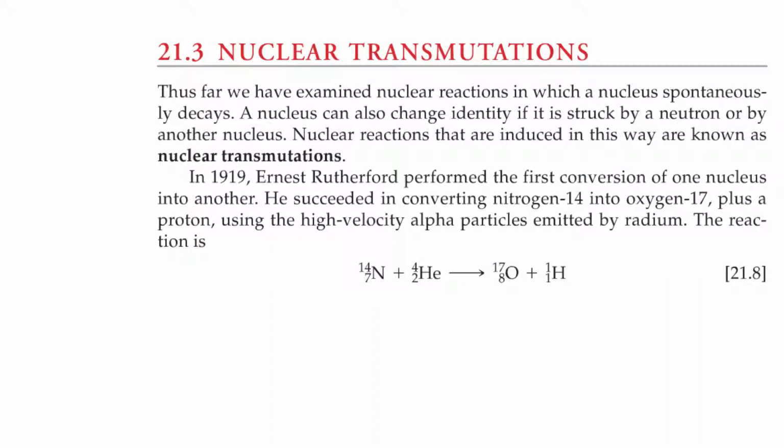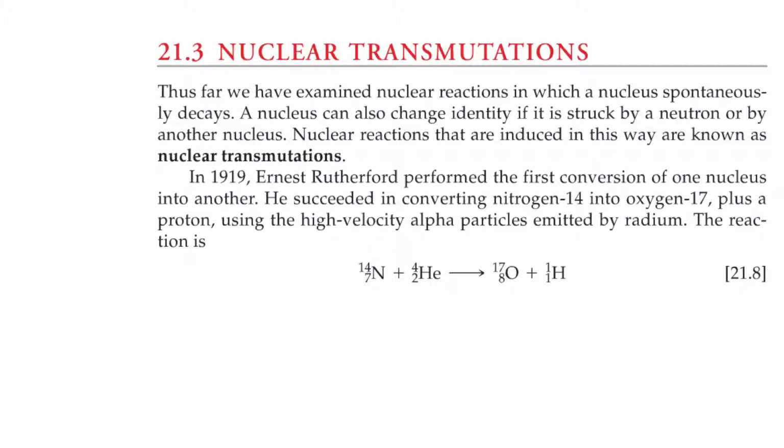Section 21.3: Nuclear Transmutations. Thus far we have examined nuclear radiation reactions in which a nucleus spontaneously decays. A nucleus can also change identity if it's struck by a neutron or by another nucleus. Nuclear reactions that are induced in this way are known as nuclear transmutations.